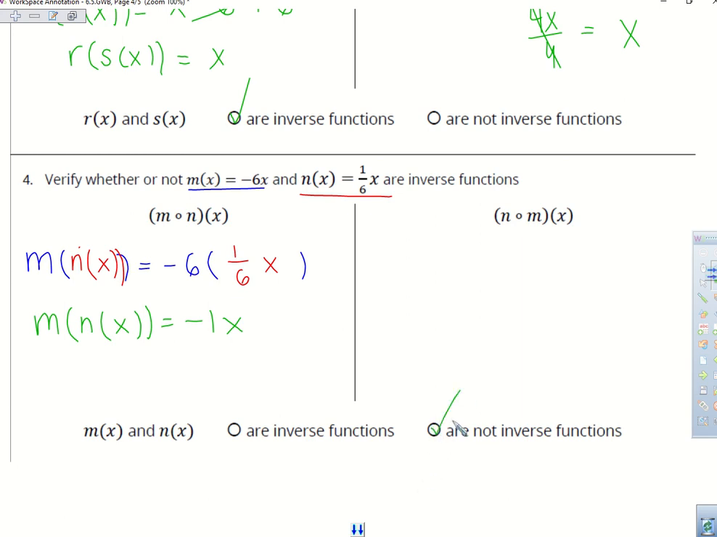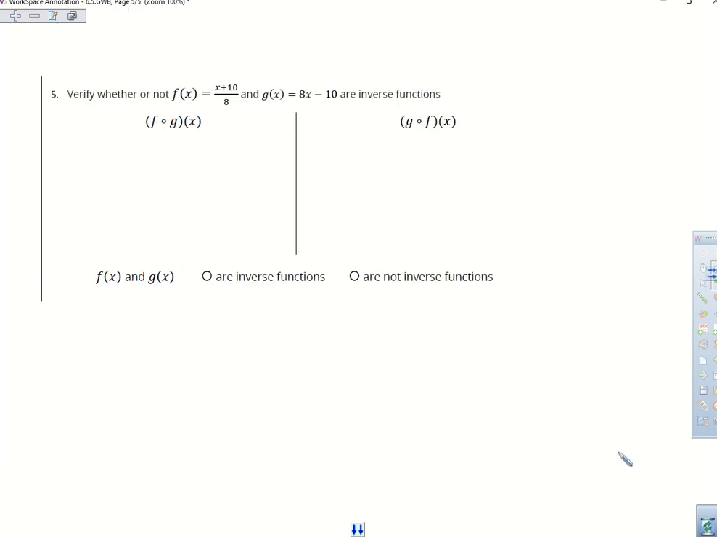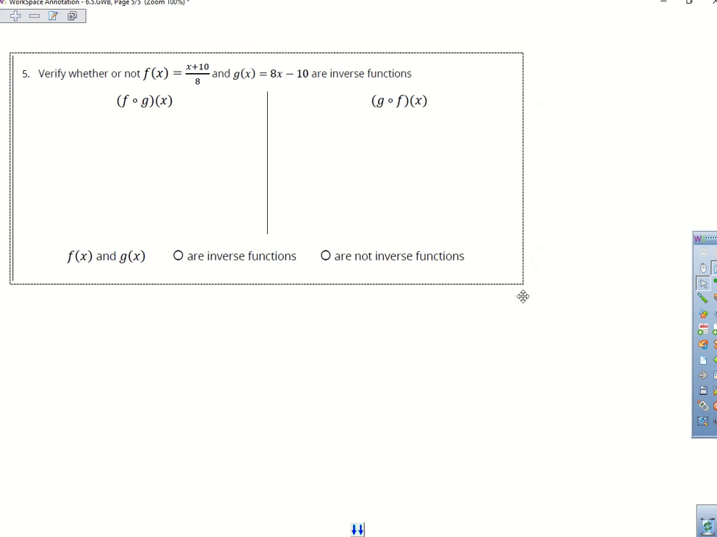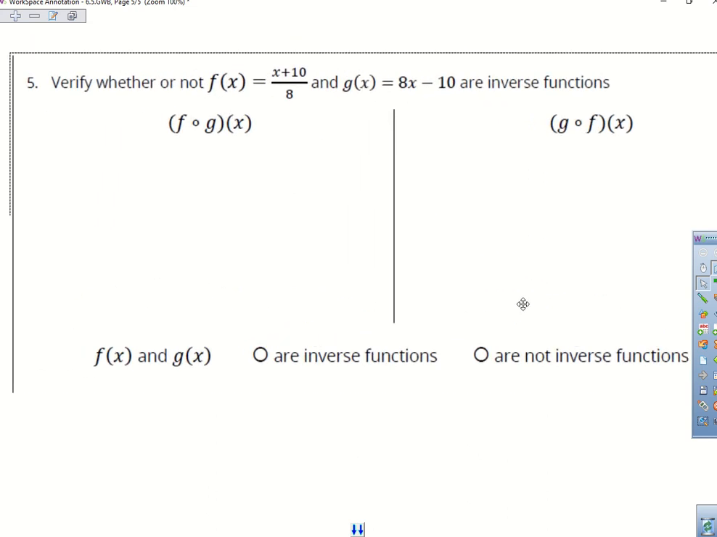But like I said, if I were on a high stakes exam, especially since this is so close to x, I would compose it the other way just to make sure I didn't make a mistake. Make sense? Okay. So we don't have to do this because we already determined the answer is no. So now we're going to move on to number 5.